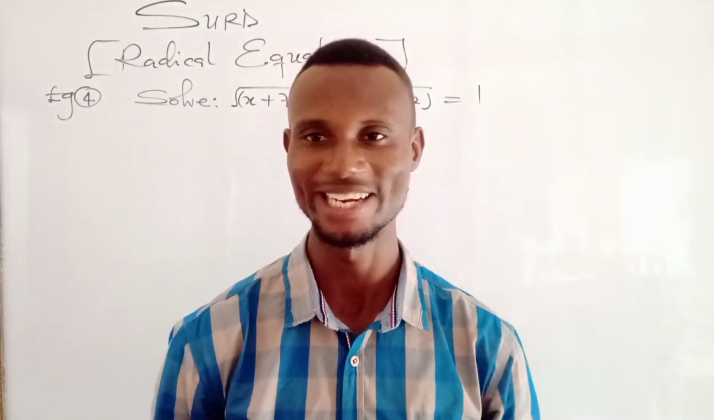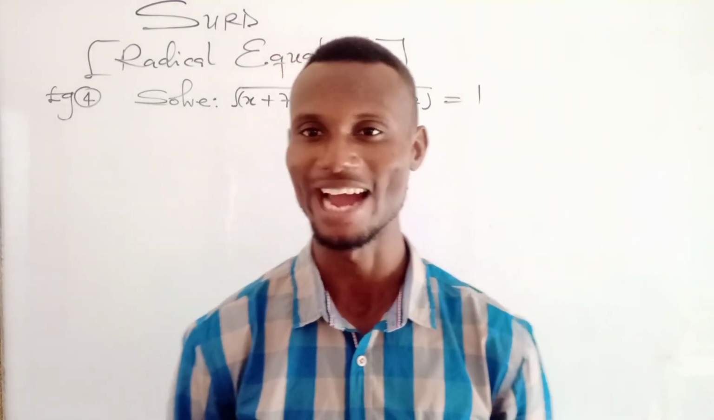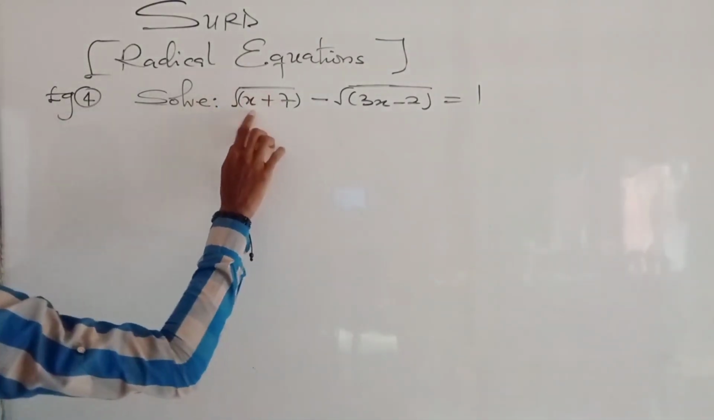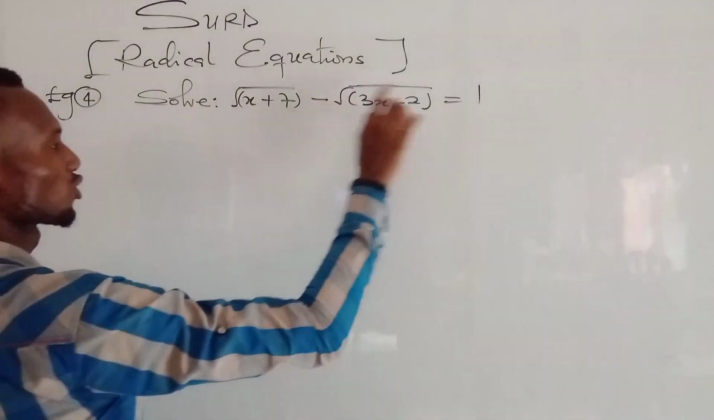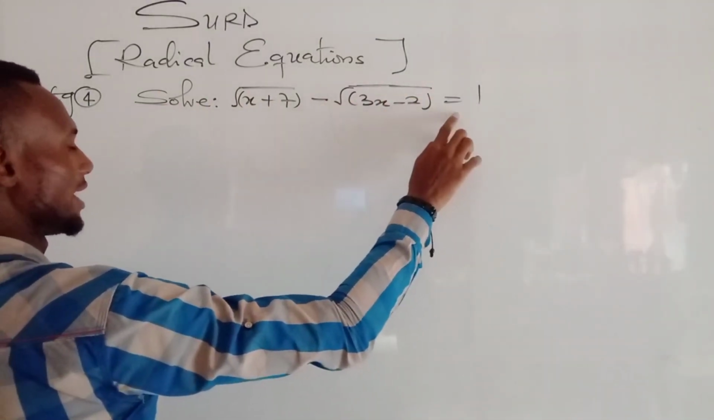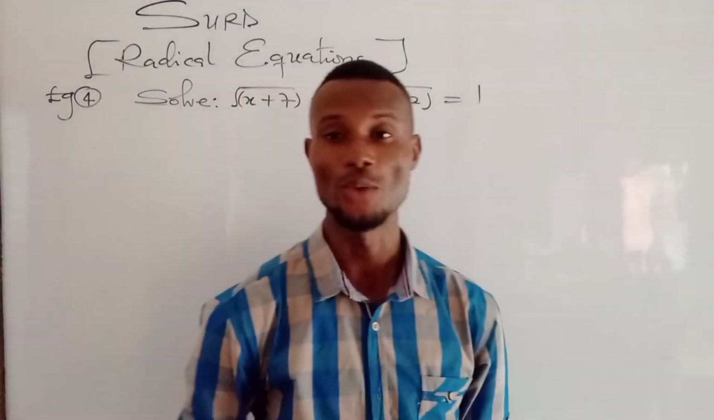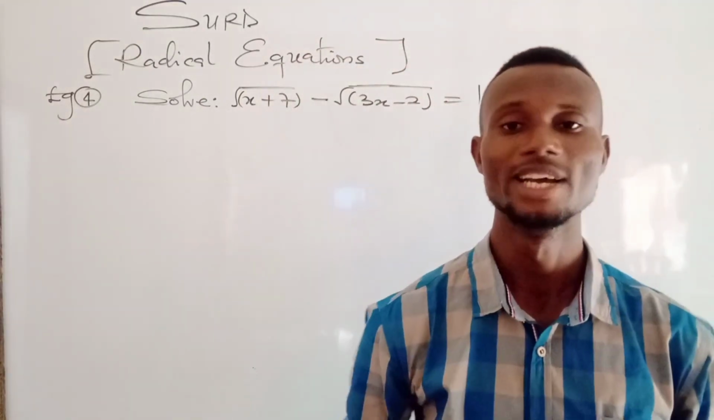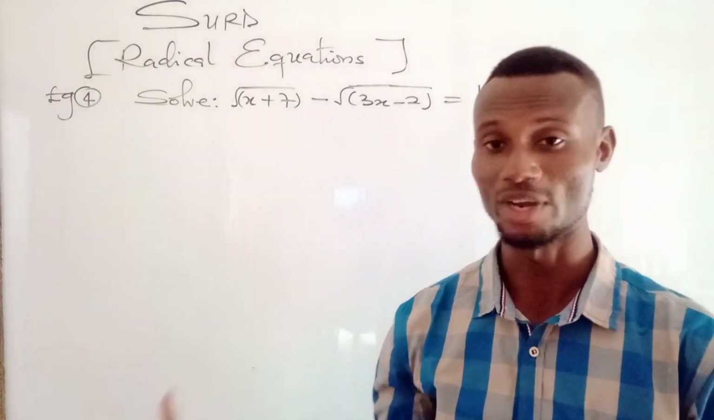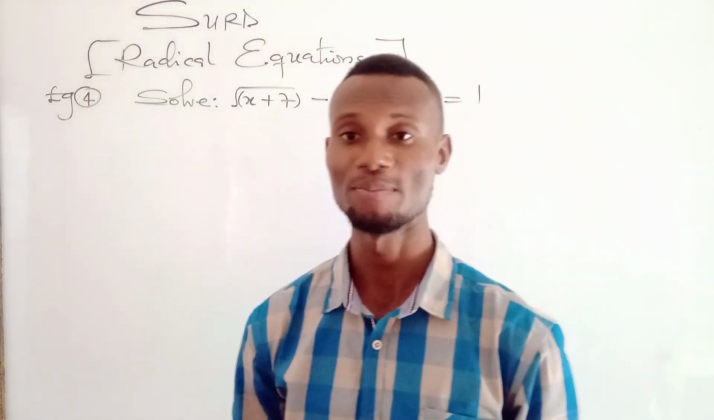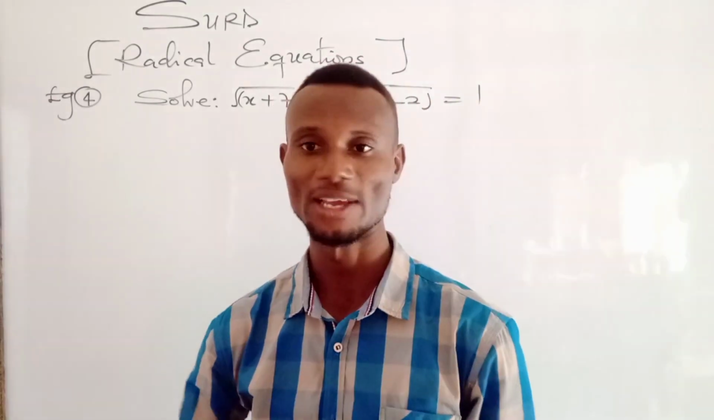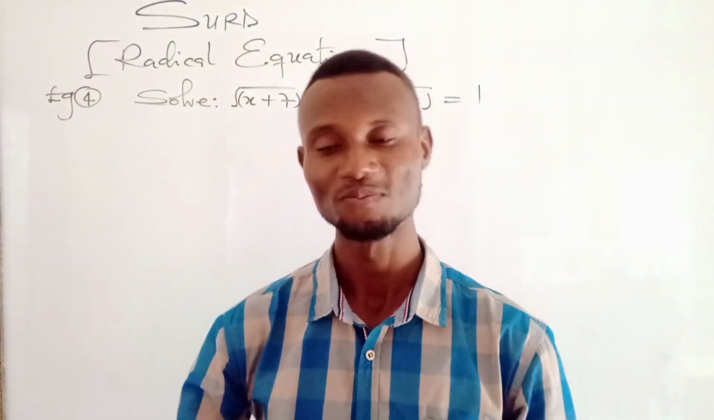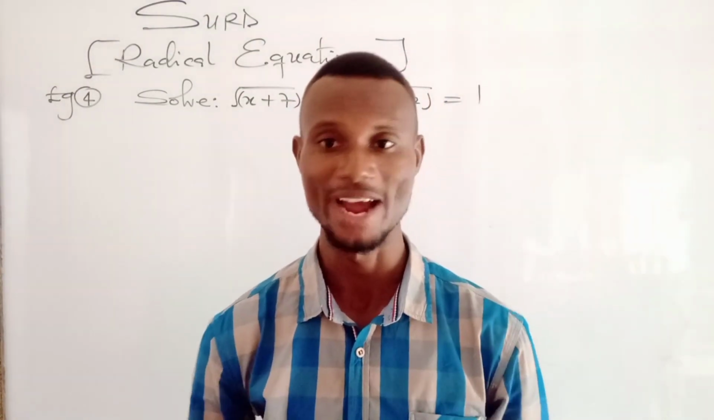Let's go ahead and solve the example 4 that I have on the board. So example 4, it says solve square root of s plus 7 minus square root of 3s minus 2 is equal to 1. Okay, so we are solving for the value of s in the given equation. Okay, so this is an example of a radical equation, and I've explained from the previous videos that a radical equation simply means an equation that contains a square root. Okay, so that's it about a radical equation.